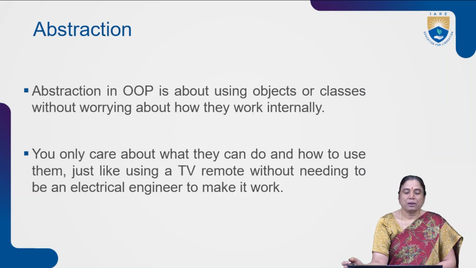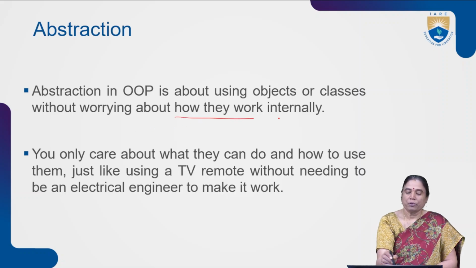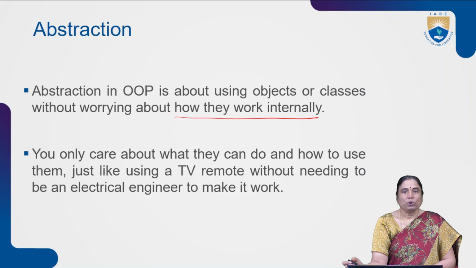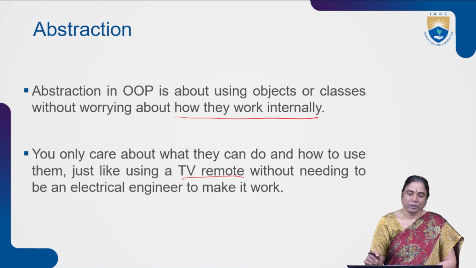Abstraction is one more principle of the object model. It is about using the objects and classes without worrying about how they work internally. Only the abstract or the summary details must be provided, without giving the additional details of how to implement the objects. So what they can do and how to use them, hiding these details. Just like using a TV remote without knowing how an electrical engineer made it, that we cannot know, but how to operate it we can know and we can use it.